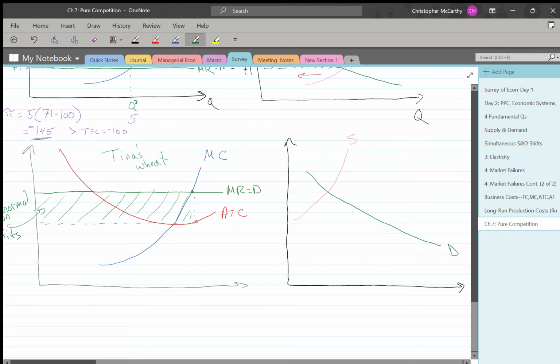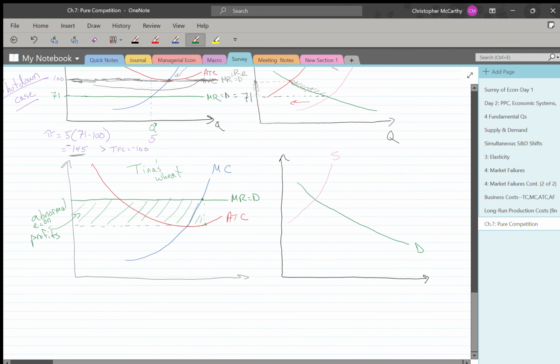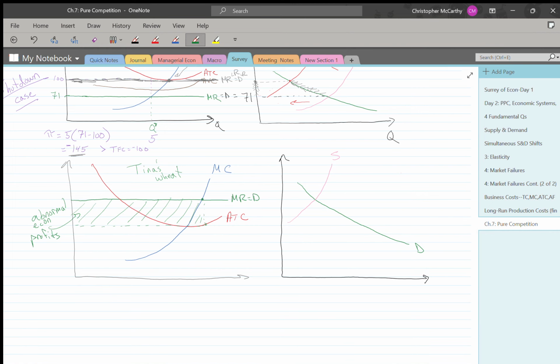So there's two main things that are happening here, right? We've got freedom of entry and exit in the industry, and there's free information. So other people are going to see that I'm making this abnormal economic profit. I'm making, on top of my 60,000, an extra 100,000. That's what this abnormal economic profit is. It's saying that I'm recouping my lost wages and then some, right?